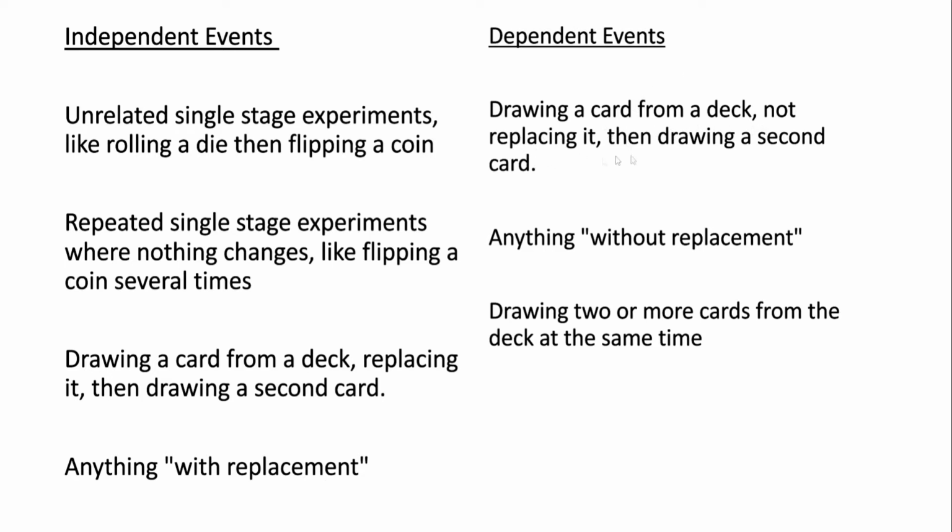Some examples of dependent events are things like drawing a card from a deck, not replacing it, then drawing a second card. When you take the card out and you don't put it back in, you change the amount of cards in the deck, you change the makeup of the cards in the deck, so the second probability is going to be different. Anything where you see the term "without replacement" is like this, also drawing 2 or more cards from the deck at the same time. This one is a little bit confusing, but it's fairly similar to drawing one card, not replacing it, and then drawing another card. We will see one example that deals with this type of situation.